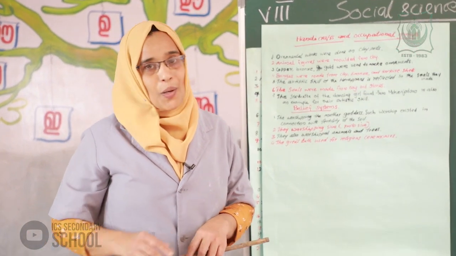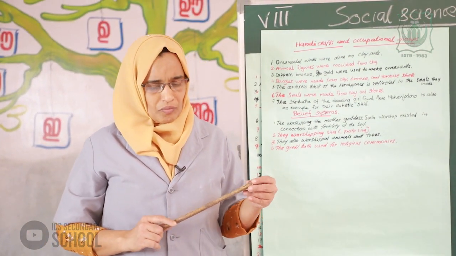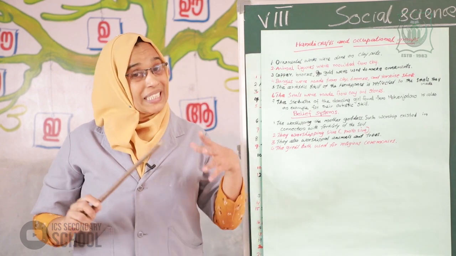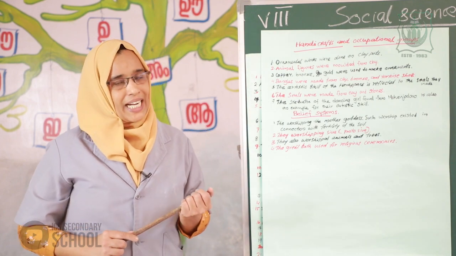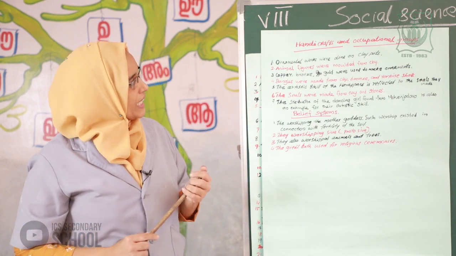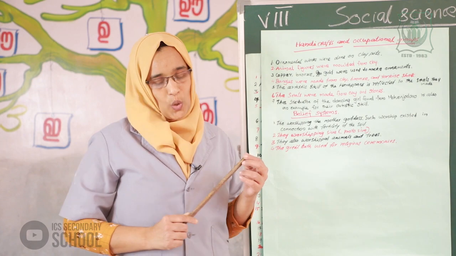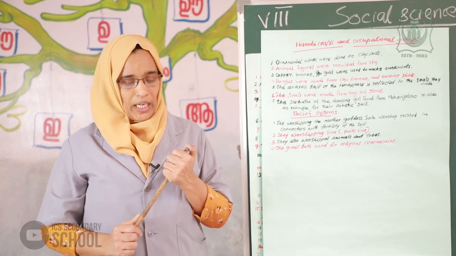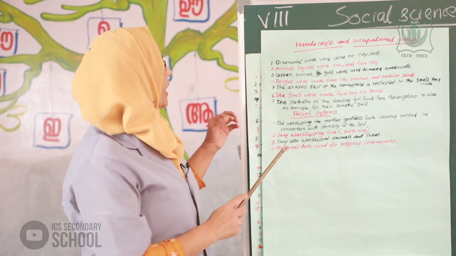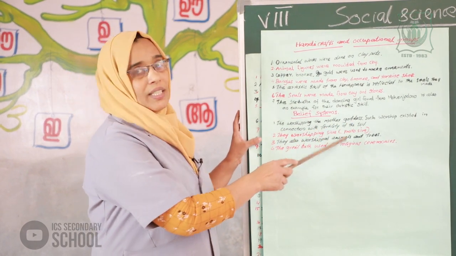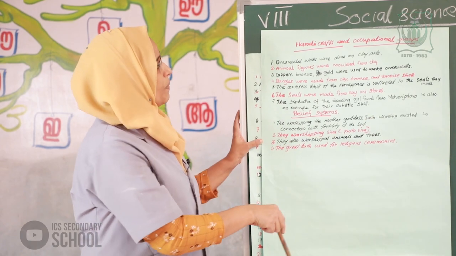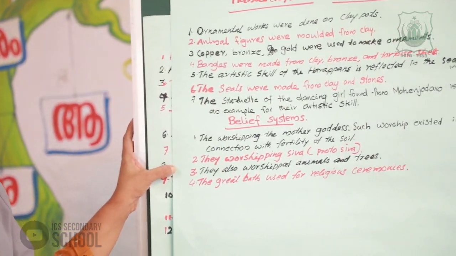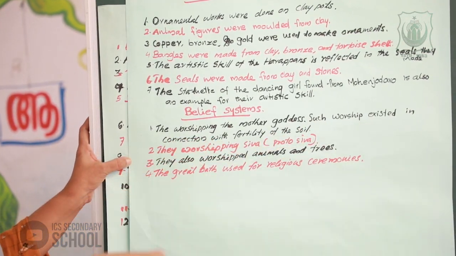Then next, belief system. First, they worshipped the mother goddess. Such worship existed in connection with the fertility of the soil.